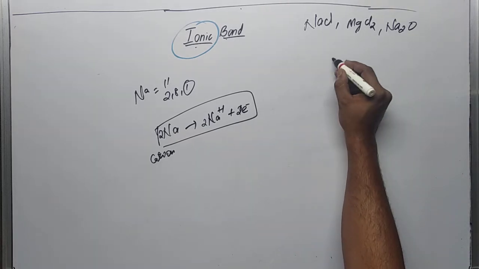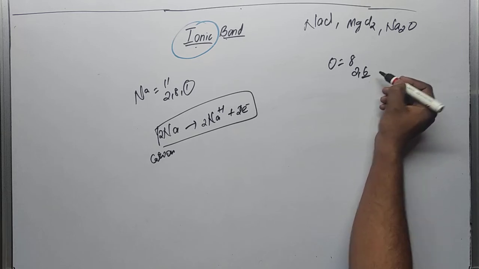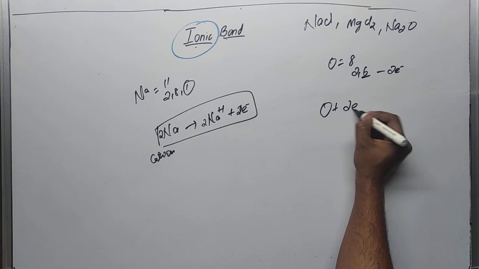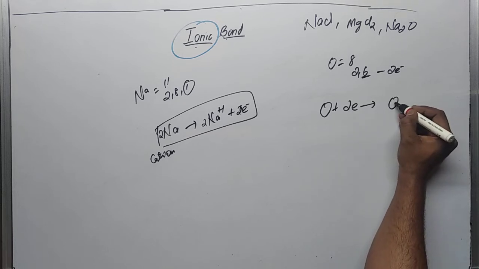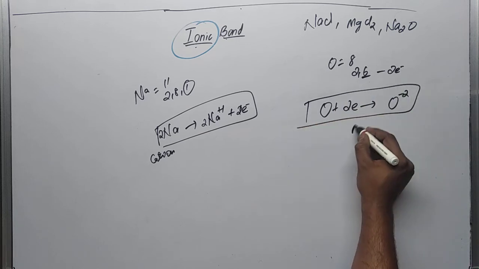Oxygen atomic number is 8, that is 2, 6. To make it 8 in the last shell, it needs 2 more electrons. So oxygen will be gaining 2 electrons and it will become O minus 2. So this is the formation of an anion.